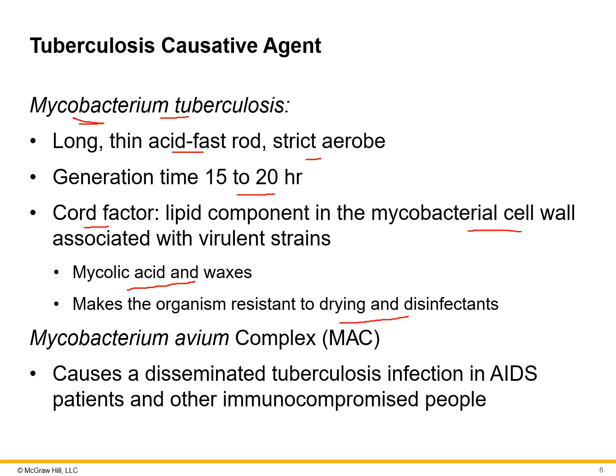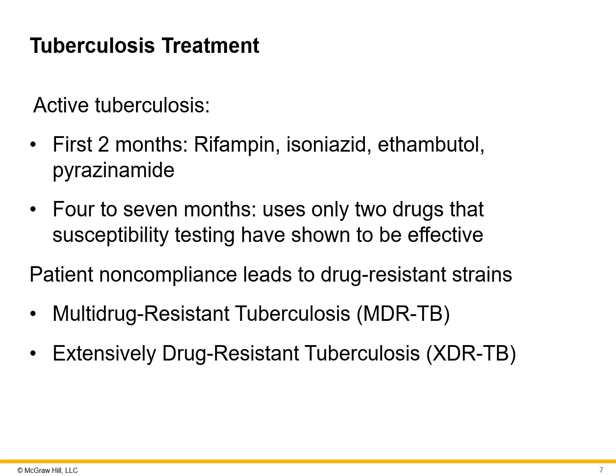In addition, there's MAC, or Mycobacterium avium complex. This causes a disseminated tuberculosis infection in AIDS patients and other immunocompromised individuals. Treatment for tuberculosis: within the first couple months, there are various drugs that can be used. At 4 to 7 months, only 2 drugs that susceptibility tests have shown to be effective. So again, early treatment is really important. Patient non-compliance leads to that drug resistance occurring. So there now is multi-drug resistant tuberculosis and even extensively drug resistant tuberculosis. So similar to our staph infections, this resistance is becoming a major issue.